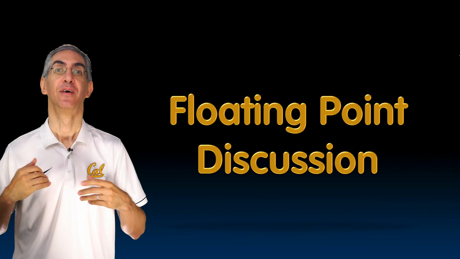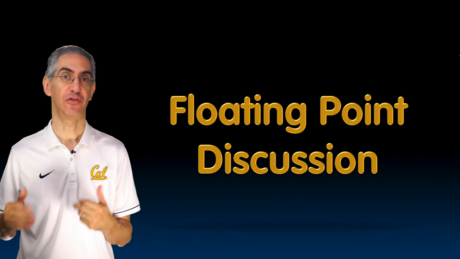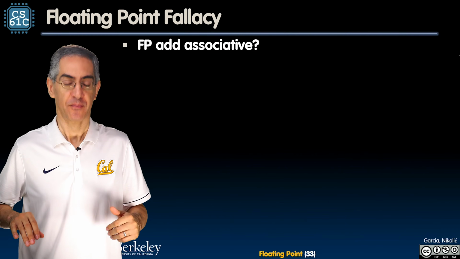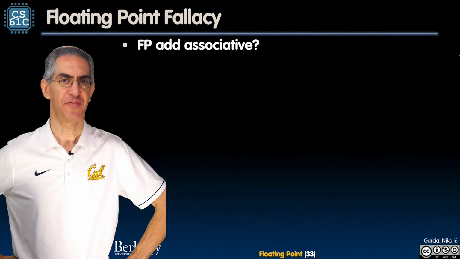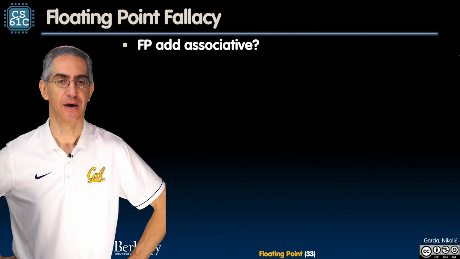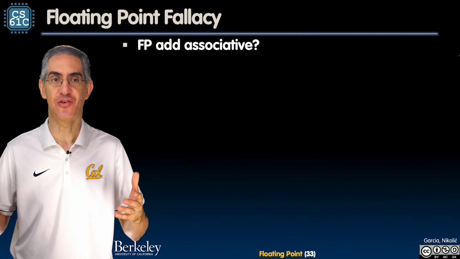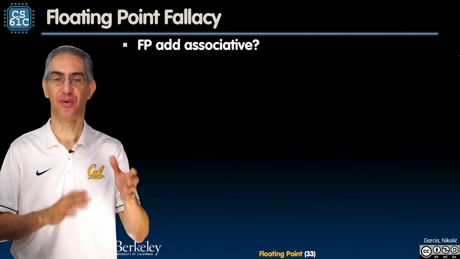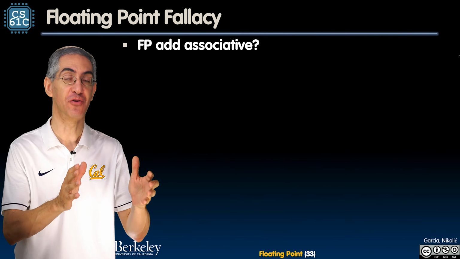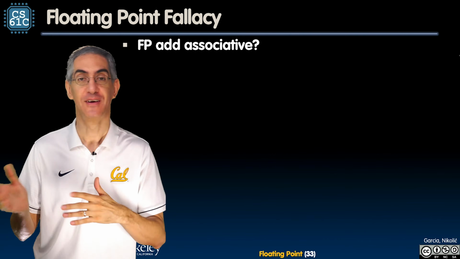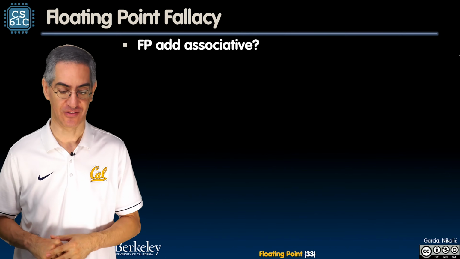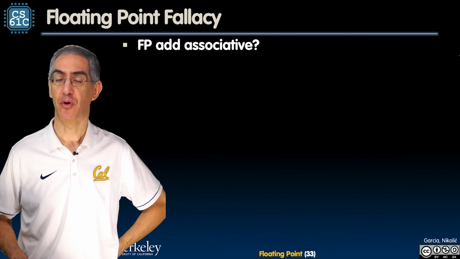And welcome back. Now let's have a discussion about some of the issues of floating point. So first, there's some fallacies we want to dispel. Is add associative? Addition should be associative, right? That's 1 plus 2 plus 3, whether you add the 1 and 2 first or the 2 and 3 first, it should be the same number. It should be 6. Well, is that true for floating point add?